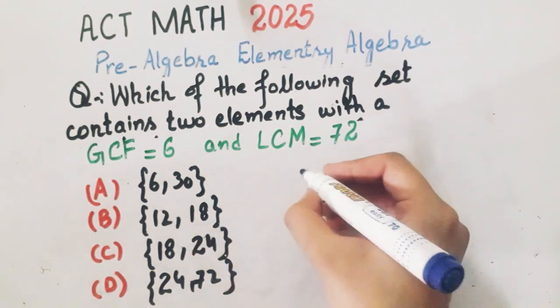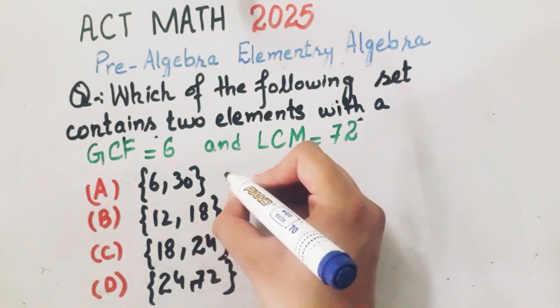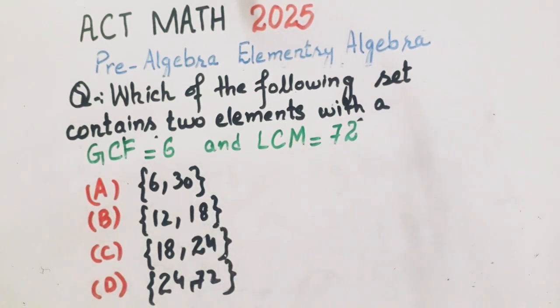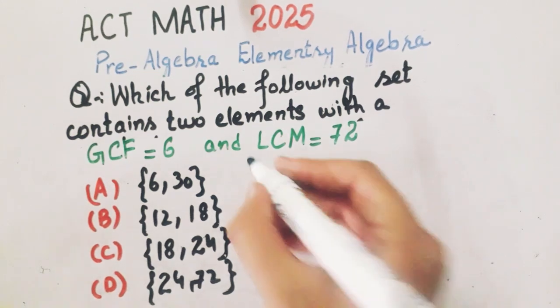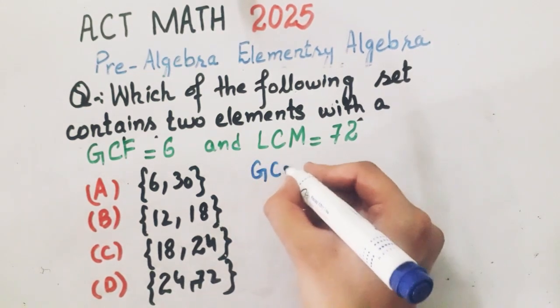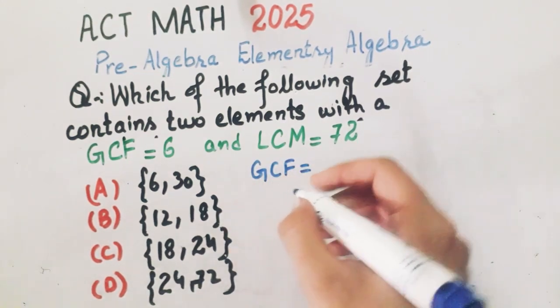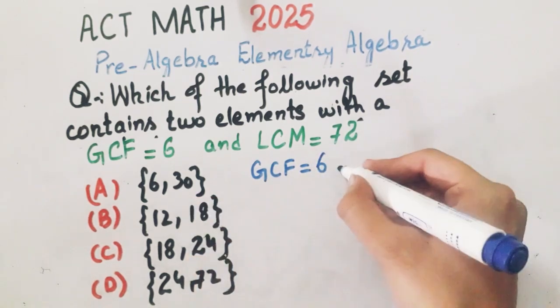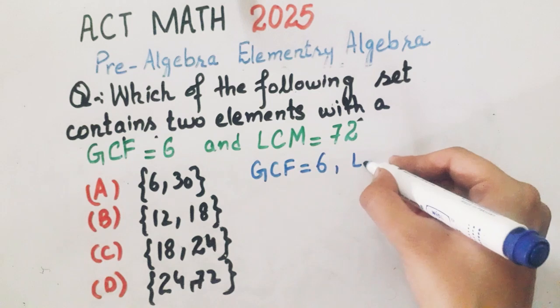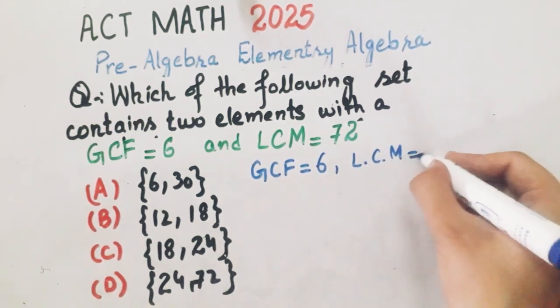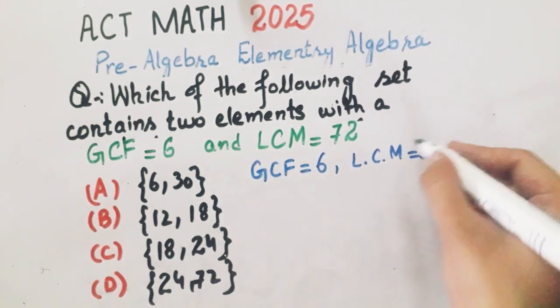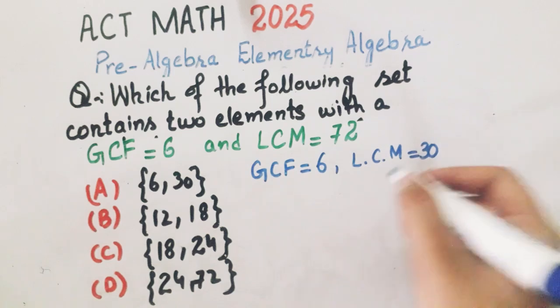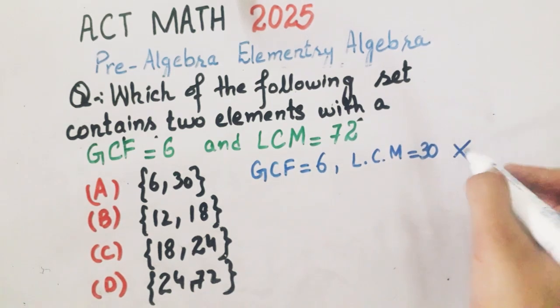So if we choose 6 and 30, we will get that the value of GCF for 6 and 30 is 6. The greatest common factor is 6 and the LCM, least common multiple, is 30. So this will be eliminated. This is not correct.